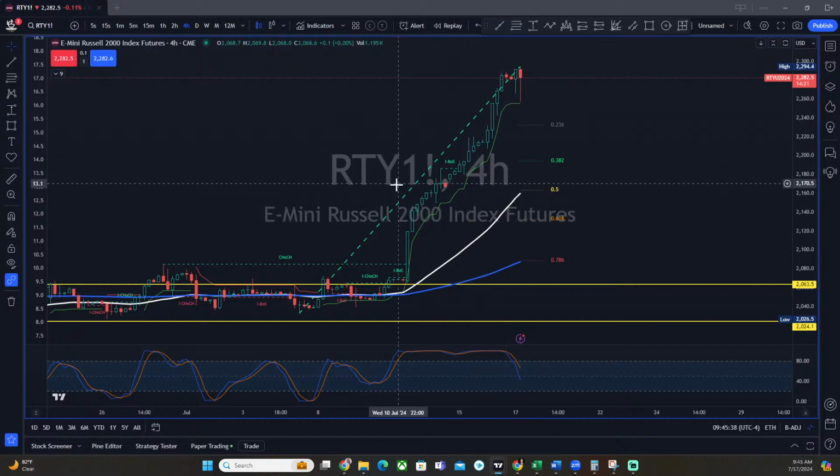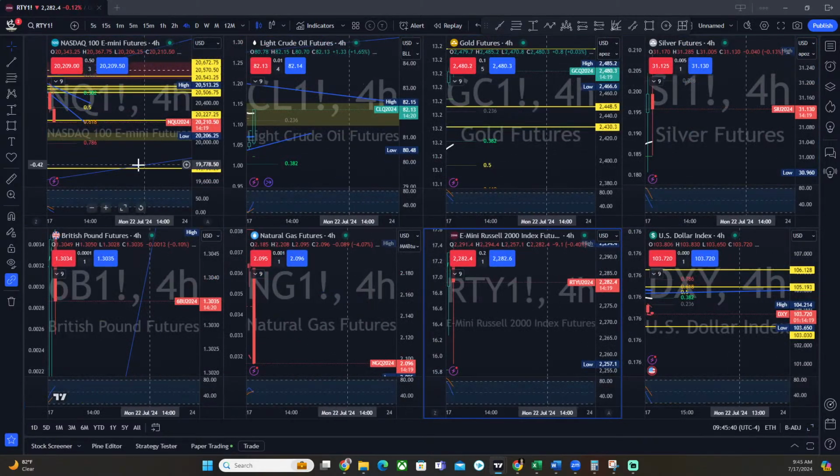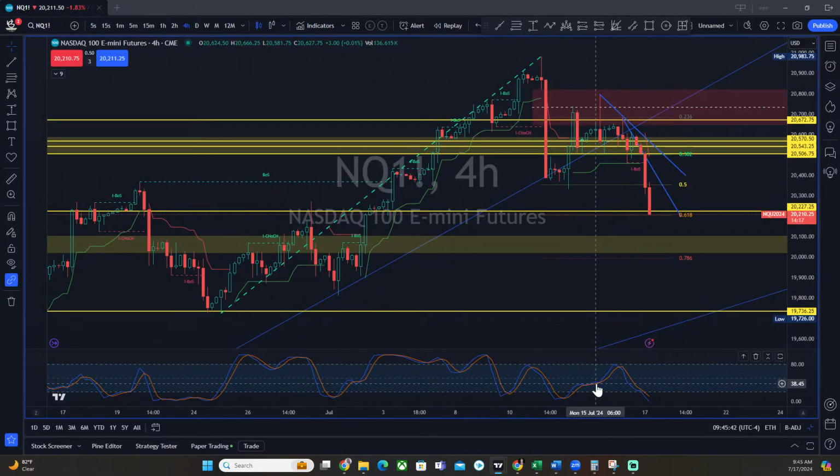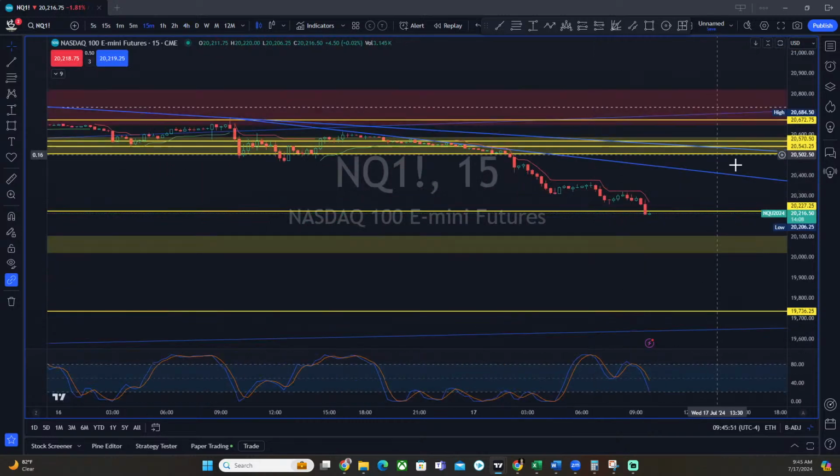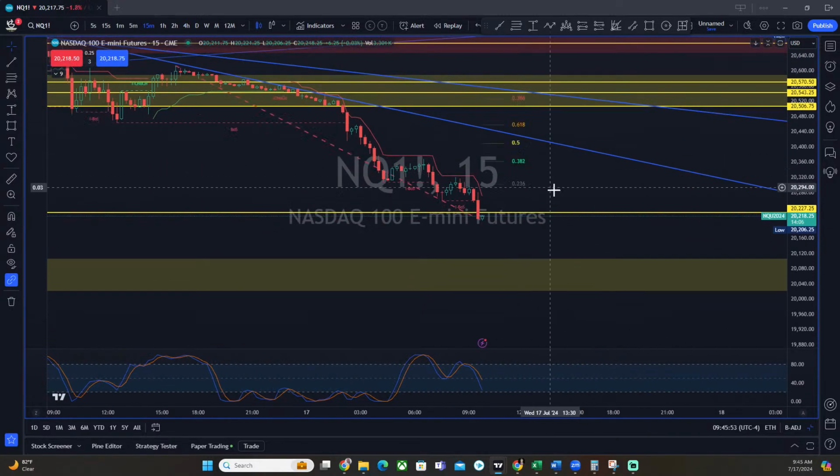Oh, they're piling into the Russell. Jeez. So they're probably, and I'm thinking that's what it is, taking that profit. Oh, we're about to get into that fair value gap. I'm tripping, I forgot to mark off the 15 minute. Let's get there. 15 minute.